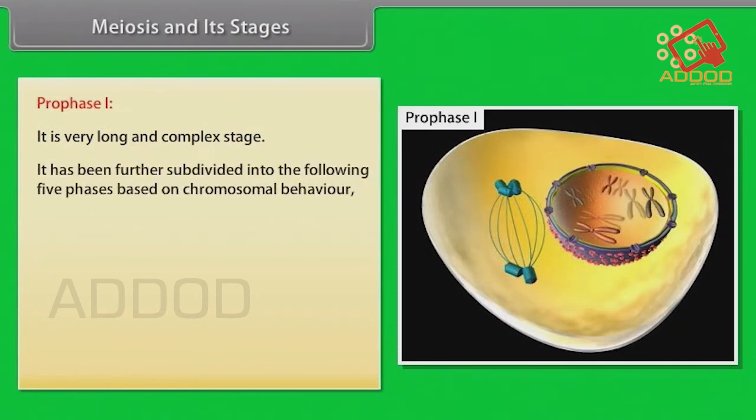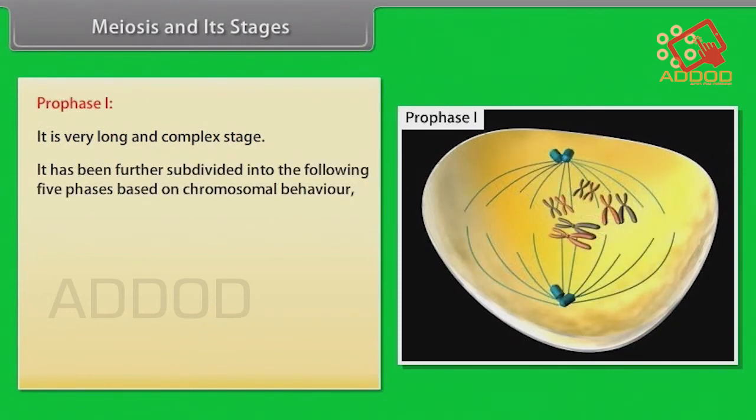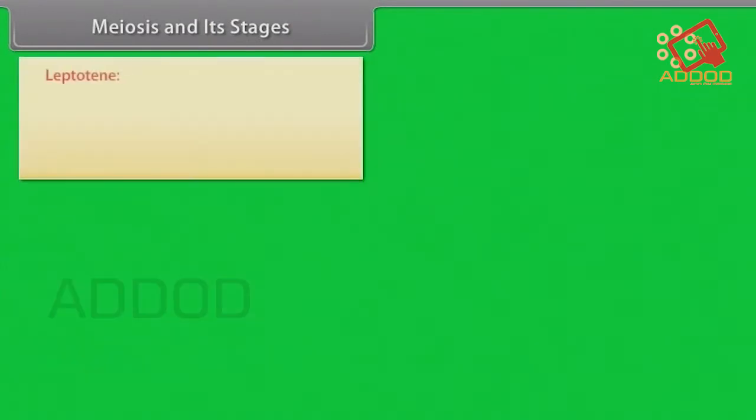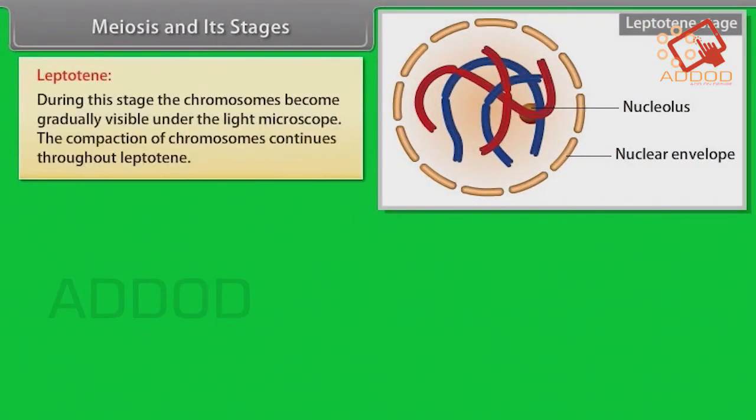It has been further subdivided into the following 5 phases based on chromosomal behavior, that is, leptotene, zygotene, pachytene, diplotene, and diakinesis. During leptotene stage, the chromosomes become gradually visible under the light microscope. The compaction of chromosomes continues throughout leptotene.